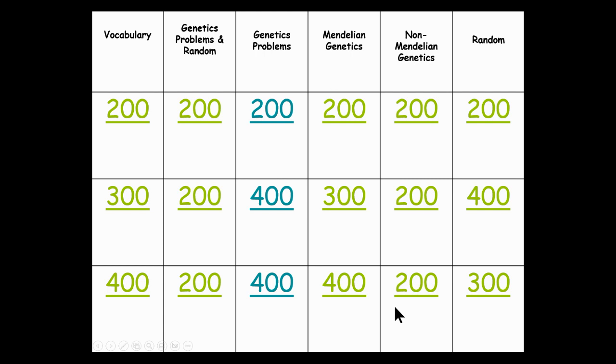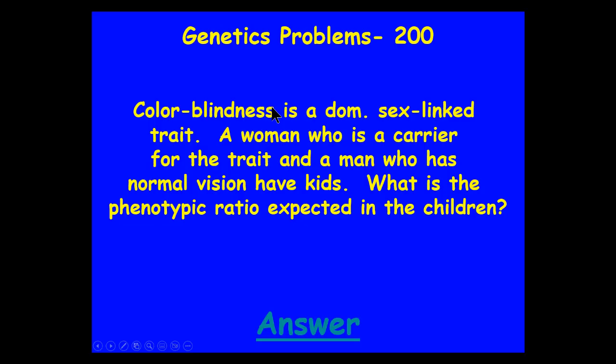All right. Okay, on to the genetics problems. I'll need to make that change later. Okay, color blindness is a dominant sex linked trait. A woman who is a carrier for the trait and a man who has normal vision have kids. What is the phenotypic ratio expected in the children?